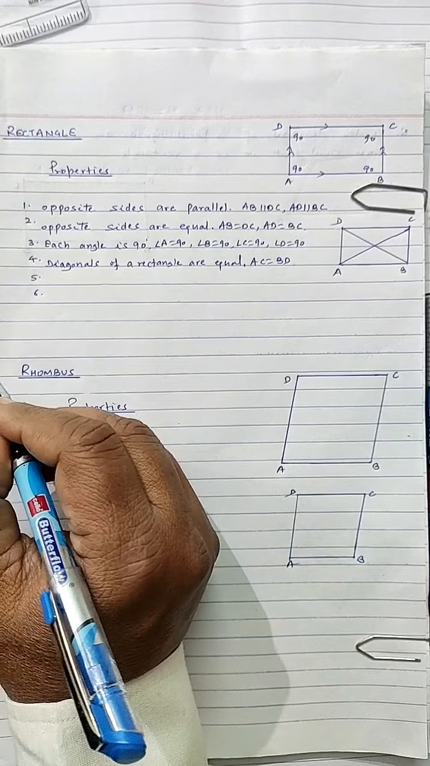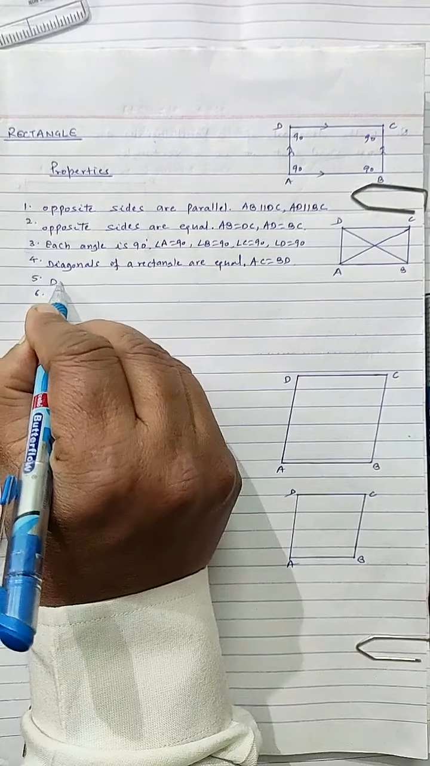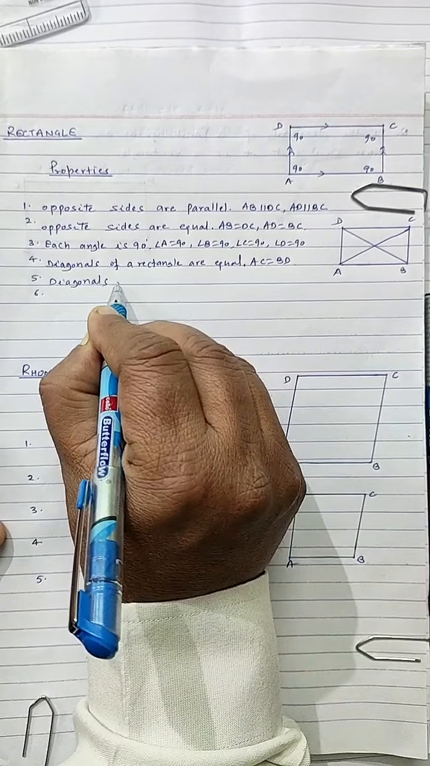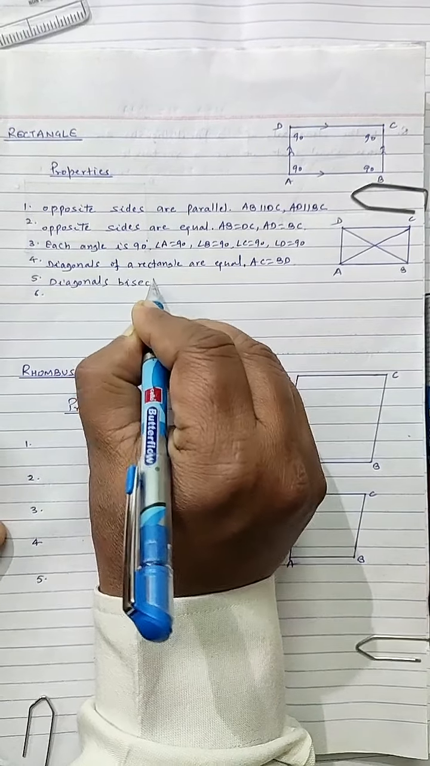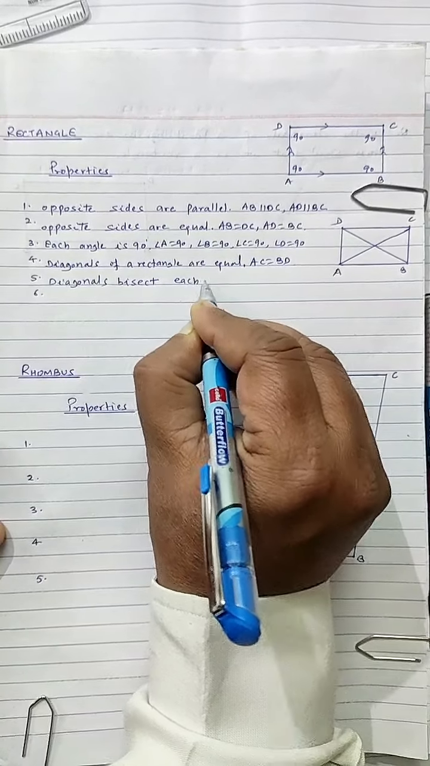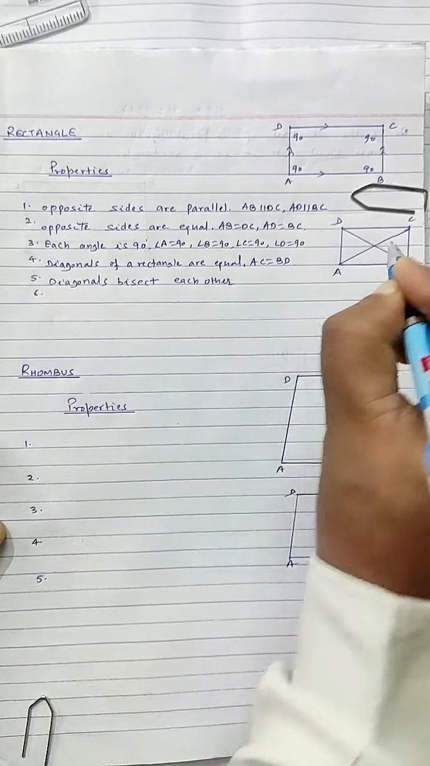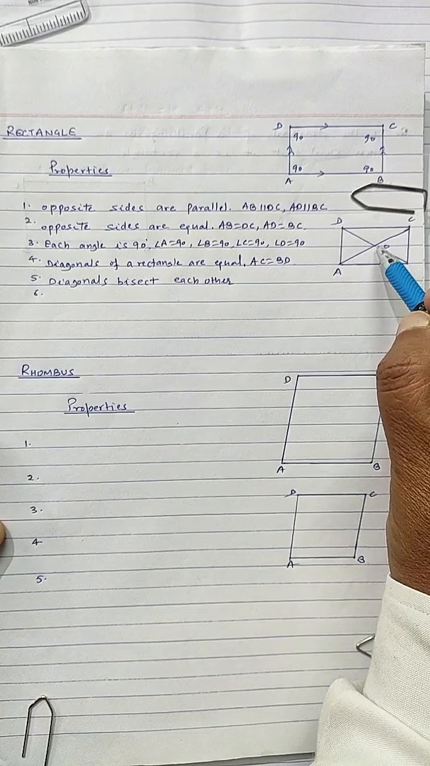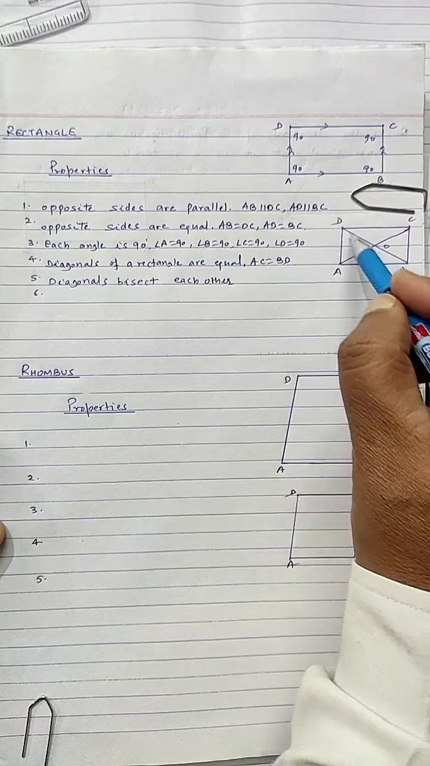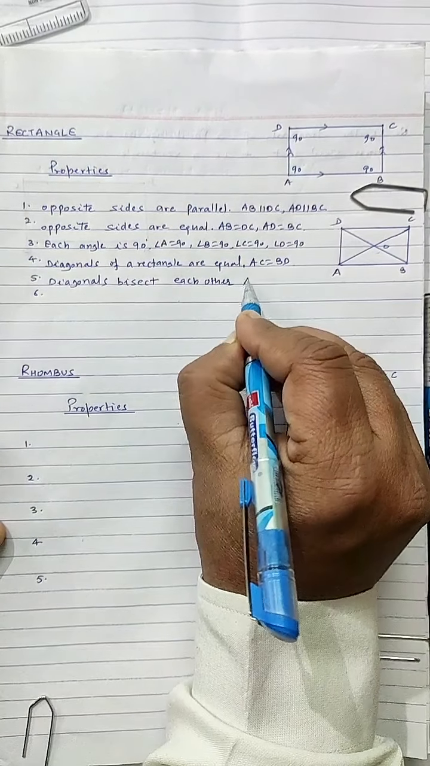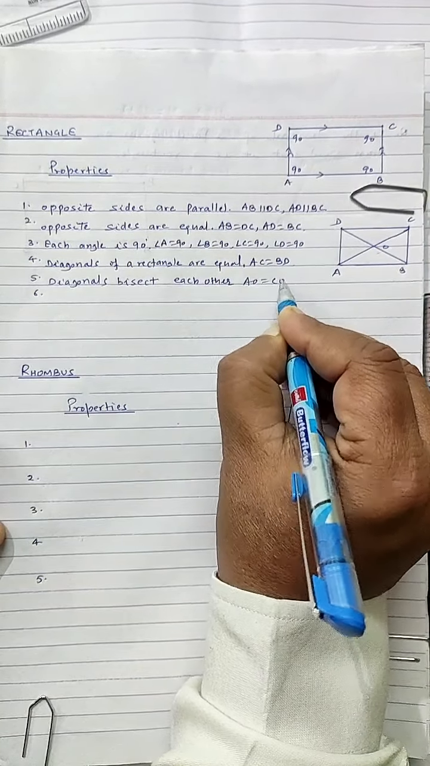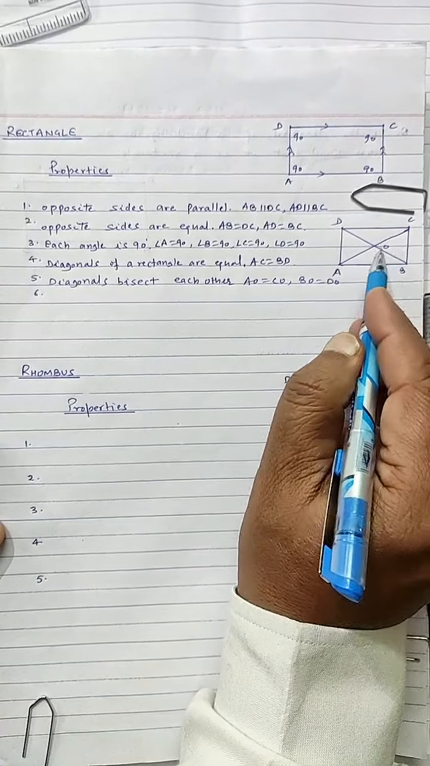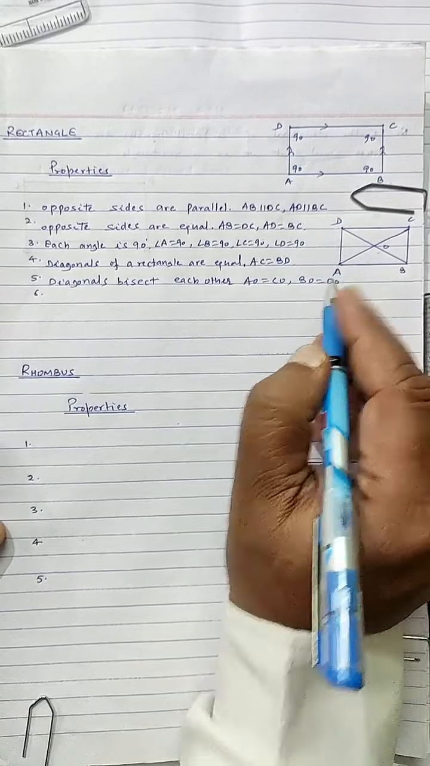Next property, diagonals of rectangle bisect each other. Diagonals bisect each other means AO equals CO and BO equals DO.